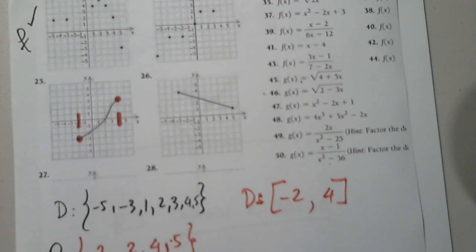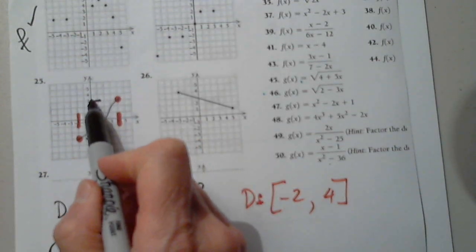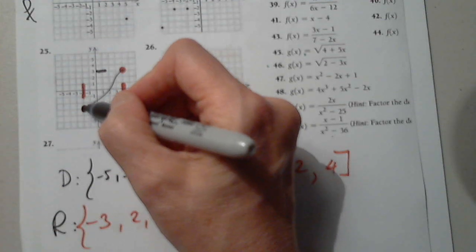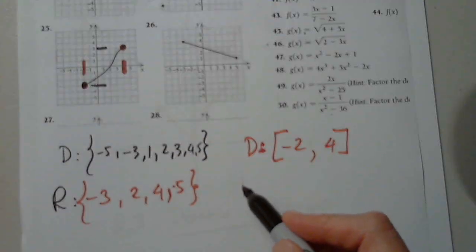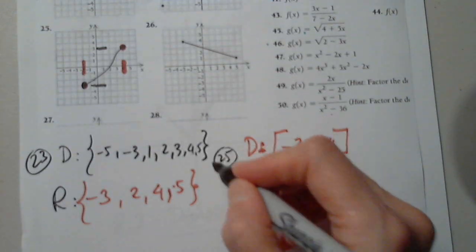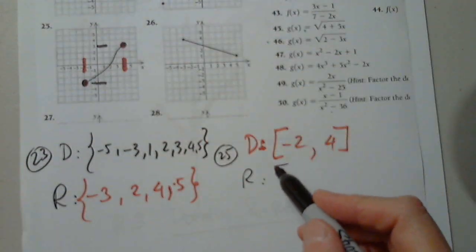How do I determine the range? Same thing. From the lowest y value till the highest y value. All points exist, including these, so I will have the range. So this was for 23, and this is for 25. I will have the range between -3 and 3 with brackets.